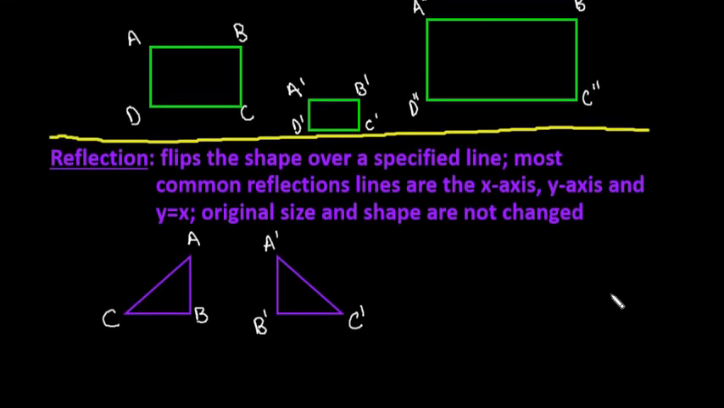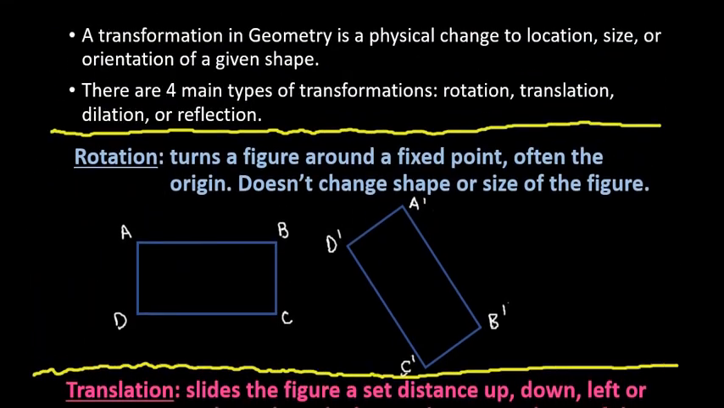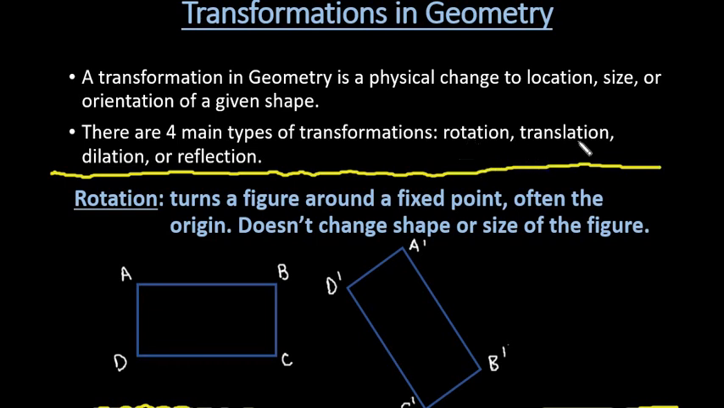And then the last one is a reflection. A reflection is also known as a flip. It flips the shape over a specified line, so there will be a line here that you would flip over. The most common ones that we will flip over are the x-axis, y-axis, y equals x, or a lot of times any horizontal or vertical lines. Those are also easy to reflect across. The original size and shape are not changed, so this is also a rigid transformation because the original size and shape are not changed.